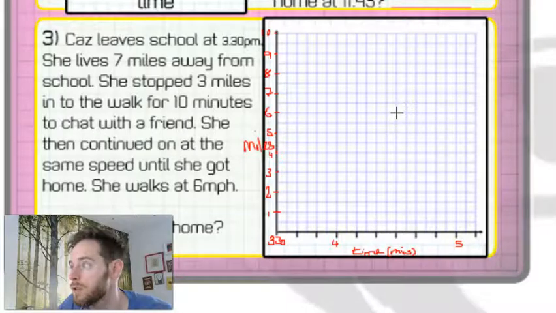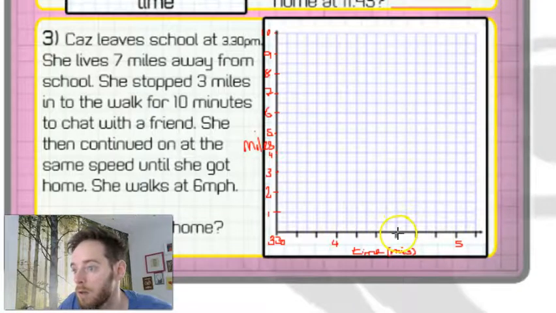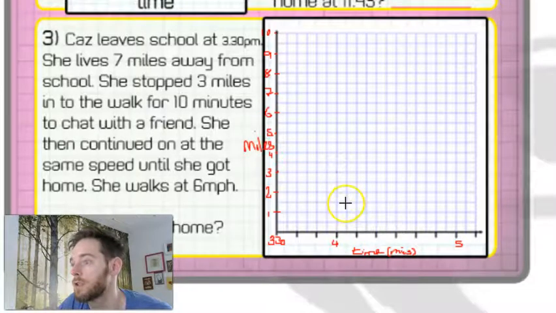But remember, she stopped 3 miles in. So 3 miles, she can go half that, can't she? So there we go. That's going to be our point where she stops. Hopefully that makes sense to you. I don't think I've explained that particularly well.